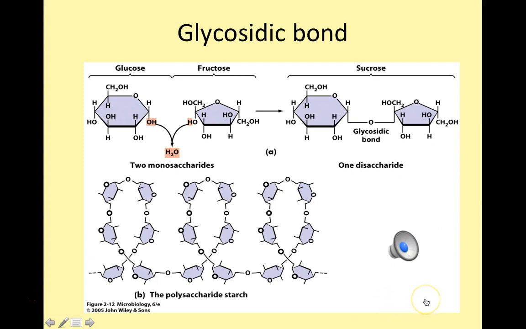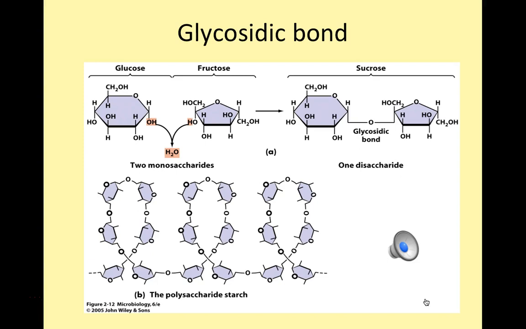What links monosaccharides together, whether we're making disaccharides or polysaccharides, is a glycosidic bond. Now please be sure for exam 2 that you know what a glycosidic bond is: that it is the specialized covalent bond used to link two or more monosaccharides together to create disaccharides and polysaccharides. It's a special name just for this kind of linkage.